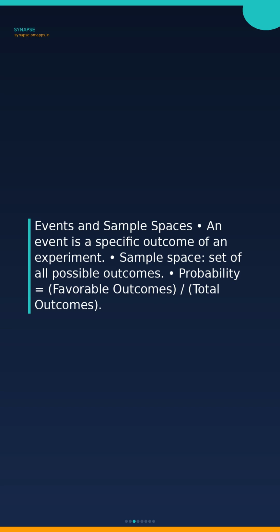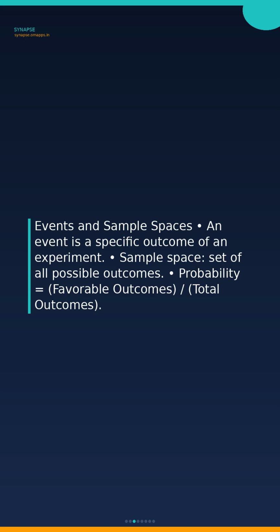Next up, let's dive into conditional probability. This is the probability of an event happening, given that another event has already happened. For example, what's the probability of drawing a king from a deck of cards, given that the first card you drew was a queen? This is a super important formula.